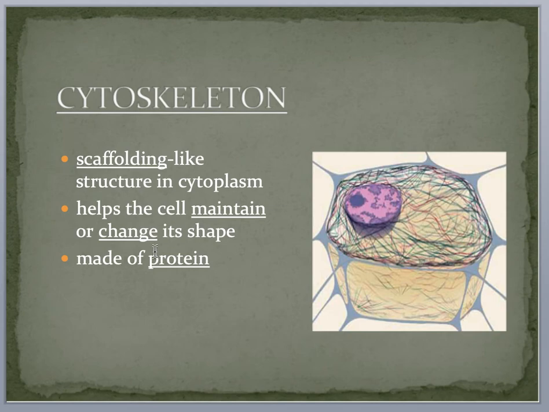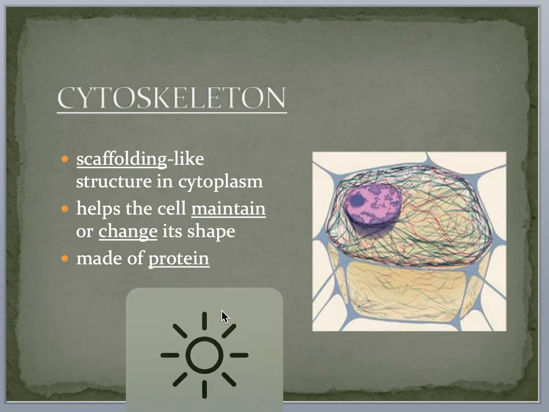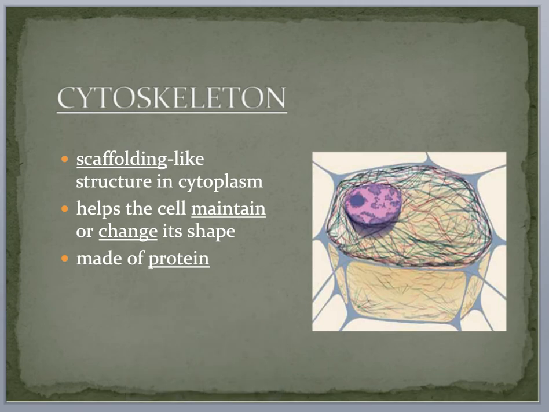Cytoskeleton: they are scaffold-like structures in the cytoplasm that help the cell maintain its shape, or help the cell change its shape, and are made of protein. Just like we have bones in our body to help keep our structure, in exactly that manner the cell has a cytoskeleton. This cytoskeleton is responsible for maintaining the structure of a cell and also allows the cell to change its structure if necessary. In this diagram, these fiber-like lines represent the cytoskeleton.